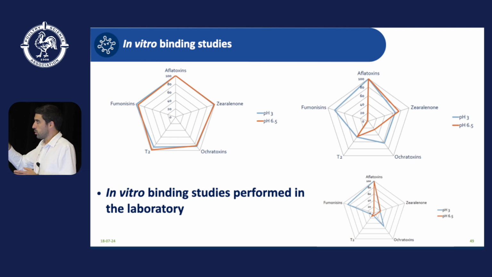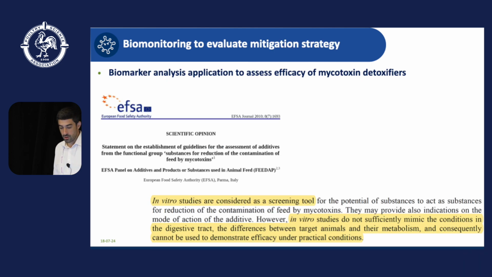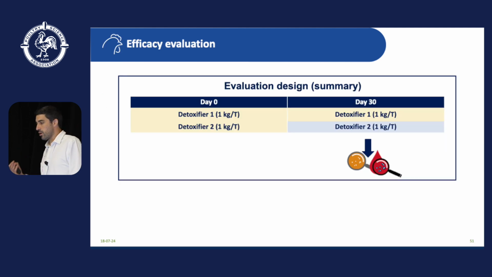But what you have in the results in the laboratory cannot happen under real conditions, because in the animal the conditions are completely different. So for that reason, even in Europe, the EFSA said that this type of in vitro binding trials cannot be used to demonstrate the real efficacy of the product, that it is necessary to test under real conditions, for example, in the animal. So for that reason, all these biomonitoring programs can also be established to evaluate the efficacy of the mitigation strategy.